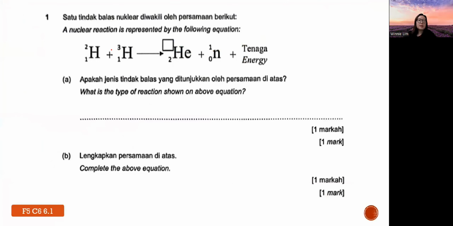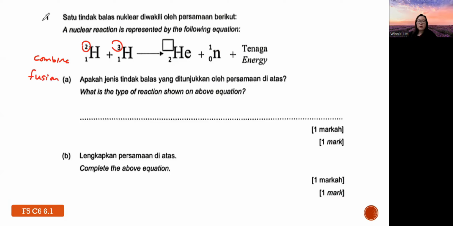So question 1 is a Form 5 topic on nuclear fission or fusion, nuclear energy. A nuclear reaction is represented by the following equation. What is the type of reaction shown in the above equation? To understand, is it fission or fusion? We look at the elements that are involved. In this context, if you see the numbers are small, automatically they point towards the idea of combining. Combine is actually called fusion.